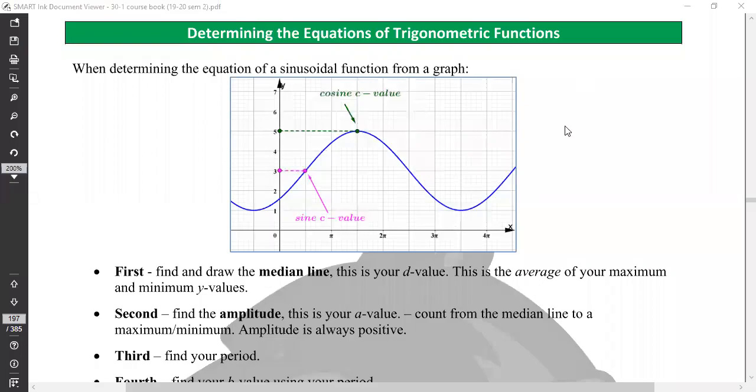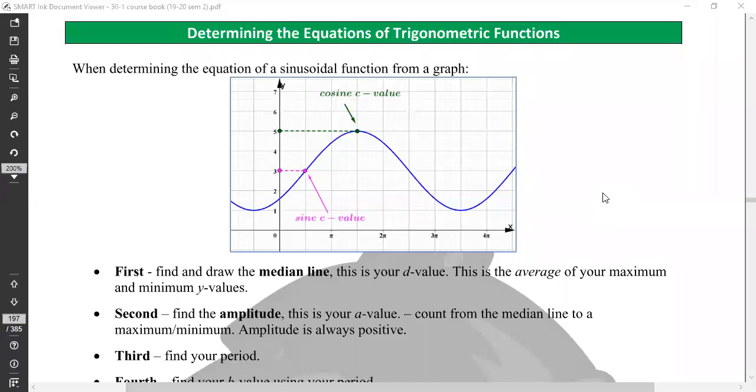All right, welcome back. Page 197 of your workbook, we're going to get into this next section, determining the equations of trigonometric functions. This starts off with some notes about determining your equation, and it starts off with talking about your sine value and your cosine value, your start points.